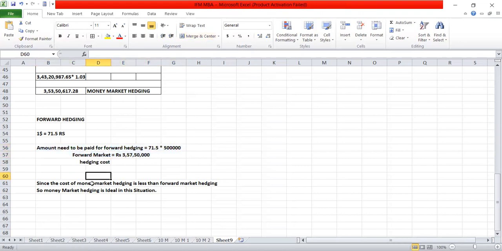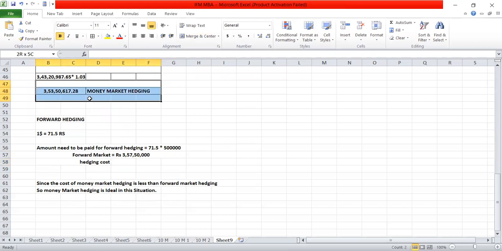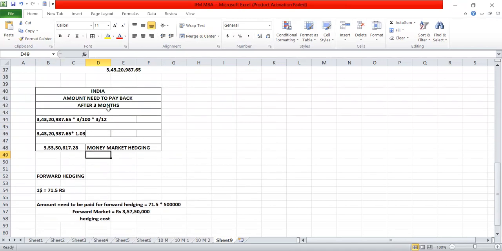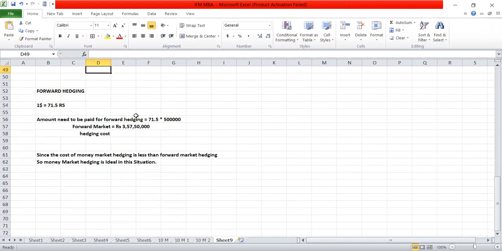Now in this case, since the cost of money market hedging is less than the forward market hedging, money market hedging is ideal. In money market it's just 3 crore 53 lakh 50,617.28. But if you go for the forward rate, it is 3 crore 57 lakh. So the ideal is, very simply, borrowing money in India by paying the loan interest, and investing that money in the USA in order to get 5 lakh. So money market hedging is the ideal situation.